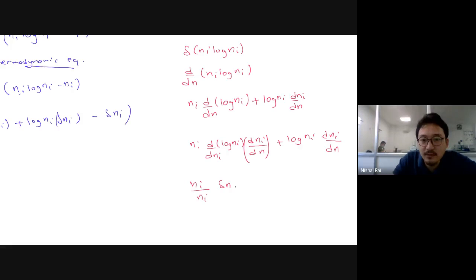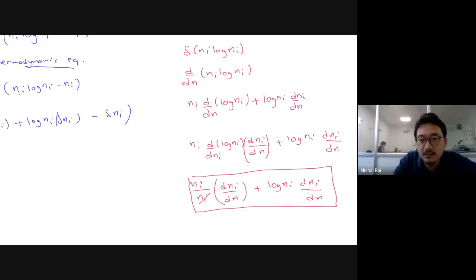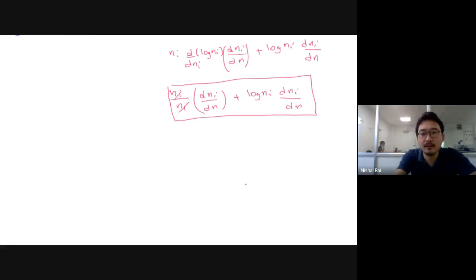So let's write the whole thing, plus log of ni d of ni by d of n. This is here one of the quantities. These two will cancel out. And finally, you'll end up with d of ni by d of n plus log of ni d of ni by d of n.